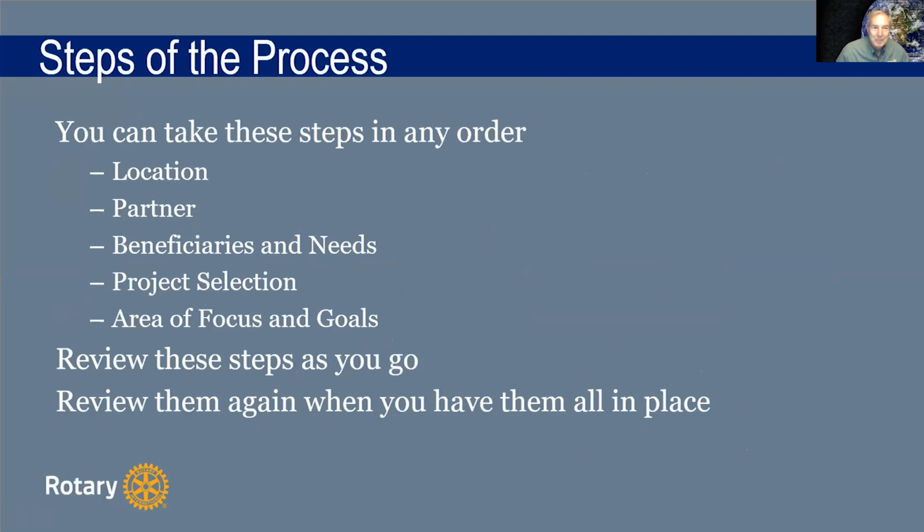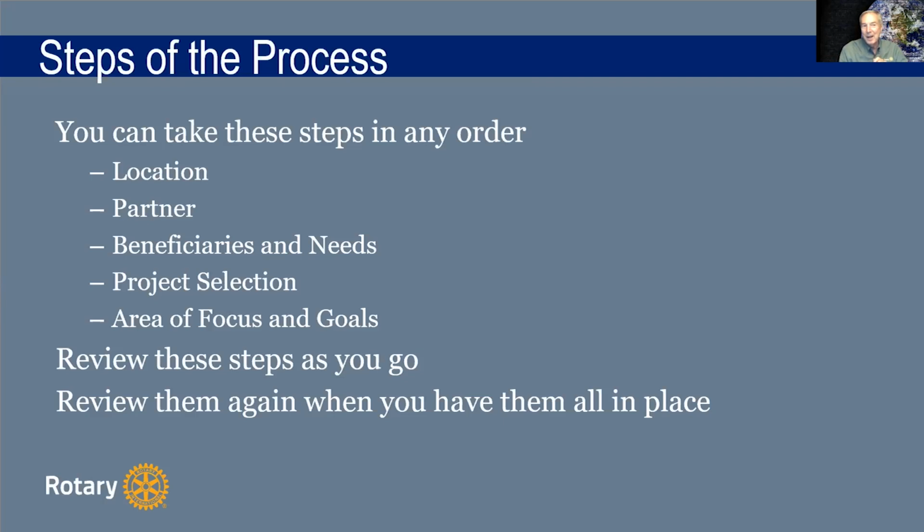Okay, so we talked about these steps: location, partner, beneficiaries, project, area of focus, and goals. You don't have to do them in this order. Somebody will say, well, we're going to start in Honduras because we've got a lot of friends who are working there and we want to go to Honduras. Okay, and so you start with location, but somebody else might start with a partner because somebody came from another club and they visited us and we got to know them, and wherever they are, we're going to go where that partner is. And that will immediately determine your location, but you really started based on the partner, not the characteristics of the location. So you could start with any of these and work around to the others.